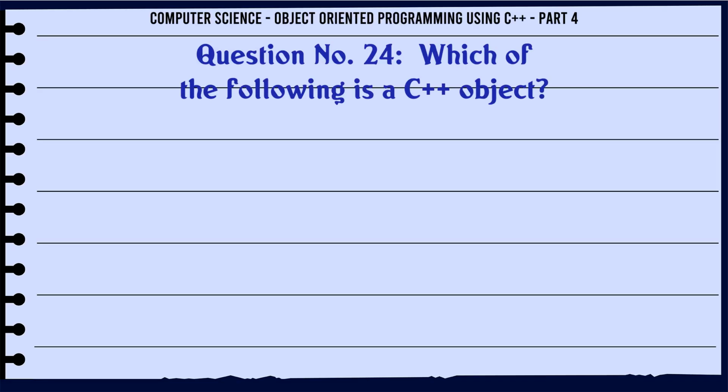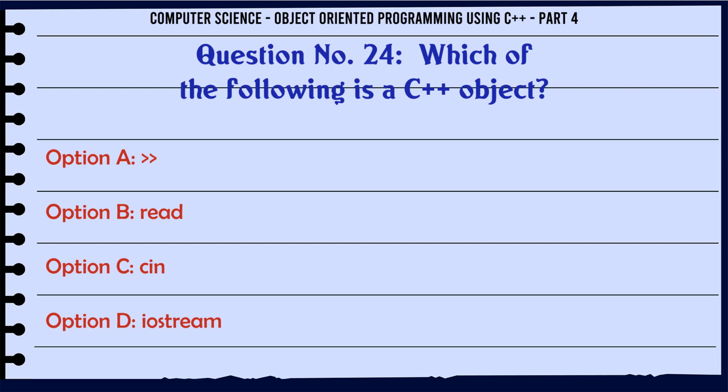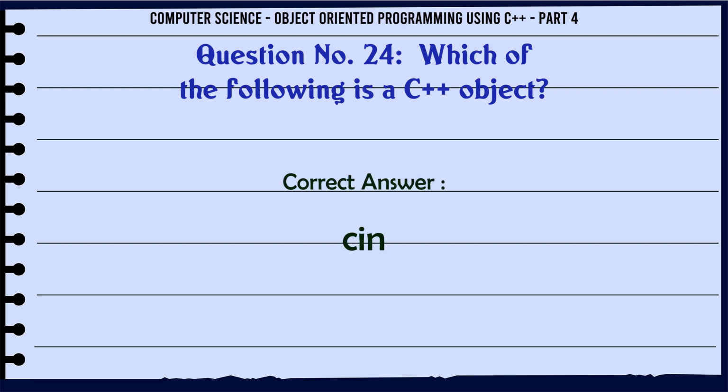Which of the following is a C++ object? A. B. Read, C. Sin, D. IOStream. The correct answer is sin.